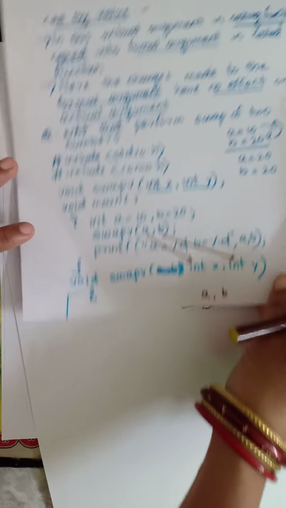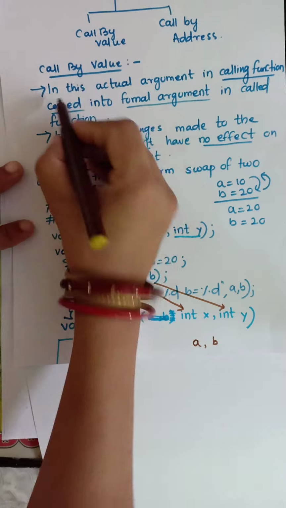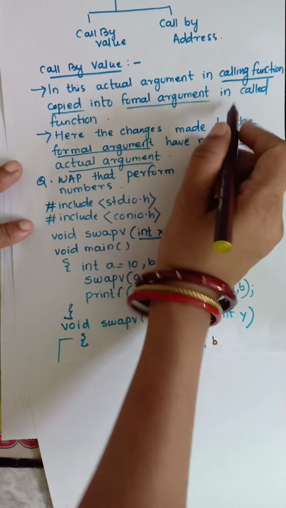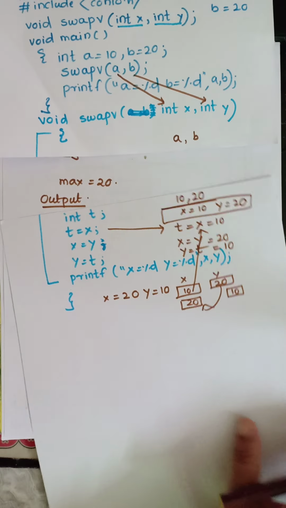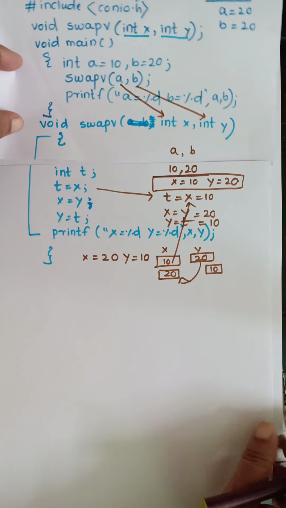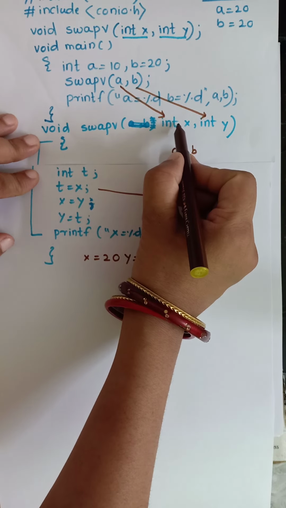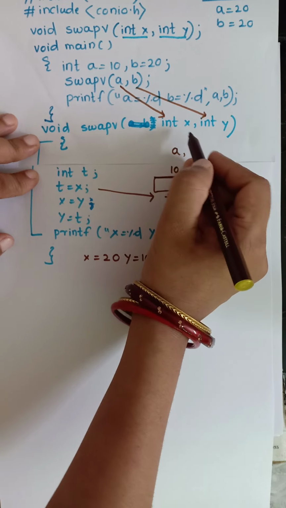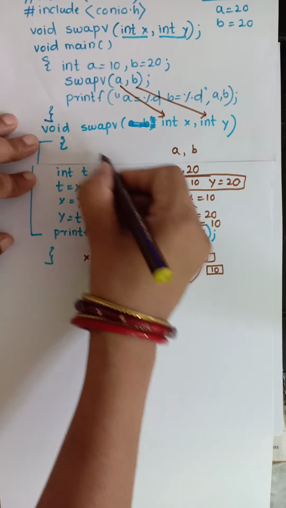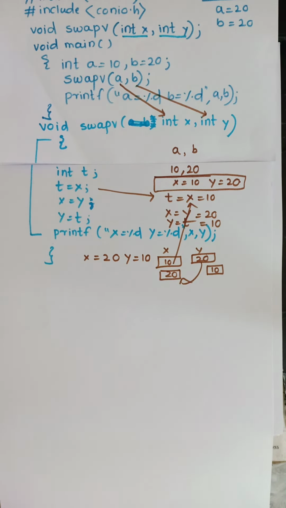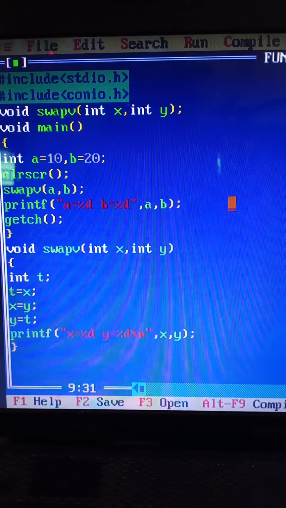Okay, so look here, I write here: in this, the actual argument in the calling function is copied into the formal argument in the called function. So here the value of the actual argument is copied to the formal argument, and using those numbers we are making some function operations. Okay, so this is my call by value method. So now we check how this is executed.